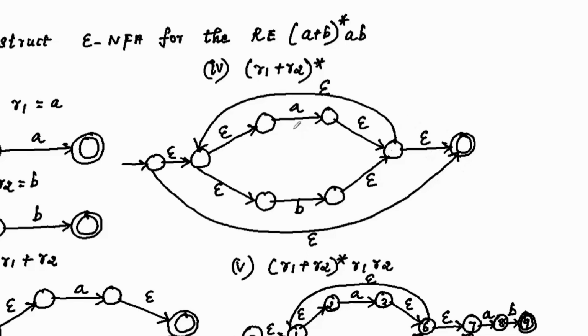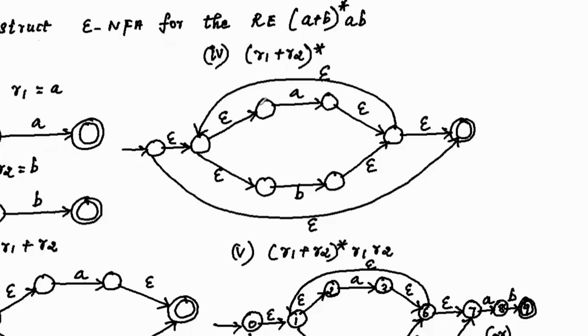We created an NFA fragment for sub-expression R1 plus R2 raised to the power star, which allows any number of A's or B's to be matched. Here we finished the closure part R1 plus R2 raised to the power star. Then we need to concatenate AB along with the A plus B raised to the power star. Here R1 plus R2 raised to the power star, AB.